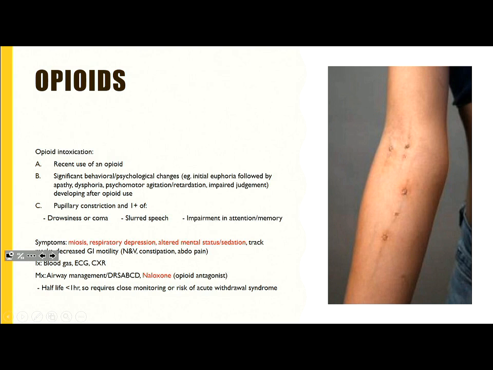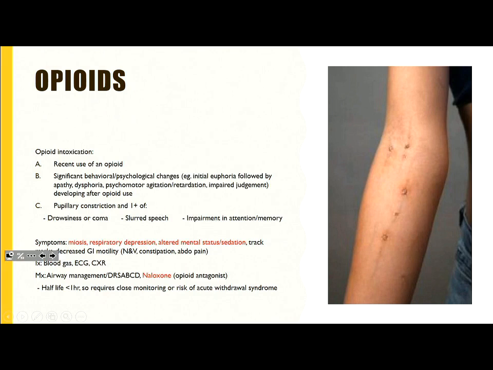So for opioid intoxication, the key things are they have to have had an opioid and they have significant changes such as euphoria, apathy, dysphoria, psychomotor agitation and retardation, and impaired judgment. The triad of opioid intoxication that you'll see in MCQs is miosis, so constricted pupils, respiratory depression, and sedation. The tests you want to do are blood gas, ECG, and chest x-ray. The chest x-ray is just because if they're respiratory depressed and sedated, you want to check that there's not another cause because you don't want to assume it's this.